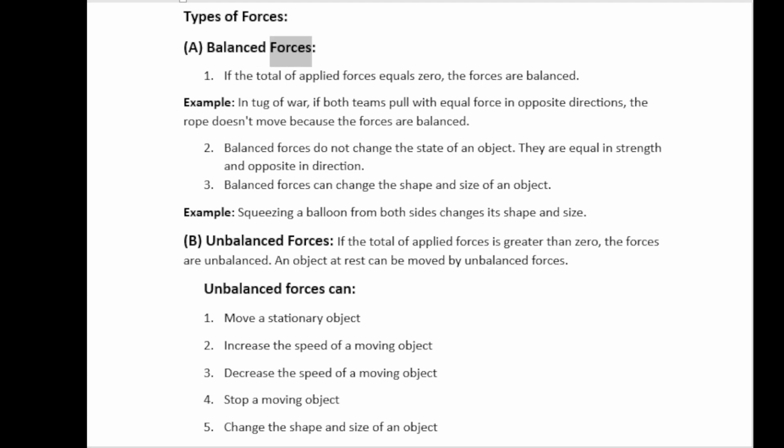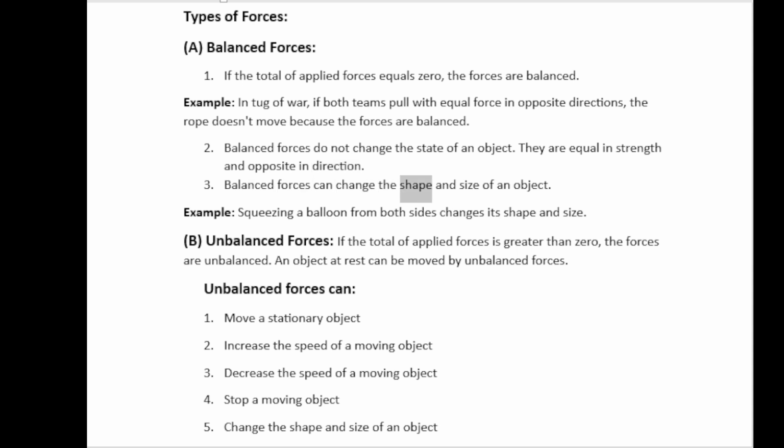A. Balanced forces. If the total of applied forces equals 0, the forces are balanced. Example: in tug of war, if both teams pull with equal force in opposite directions, the rope doesn't move because the forces are balanced. Balanced forces do not change the state of an object. They are equal in strength and opposite in direction.